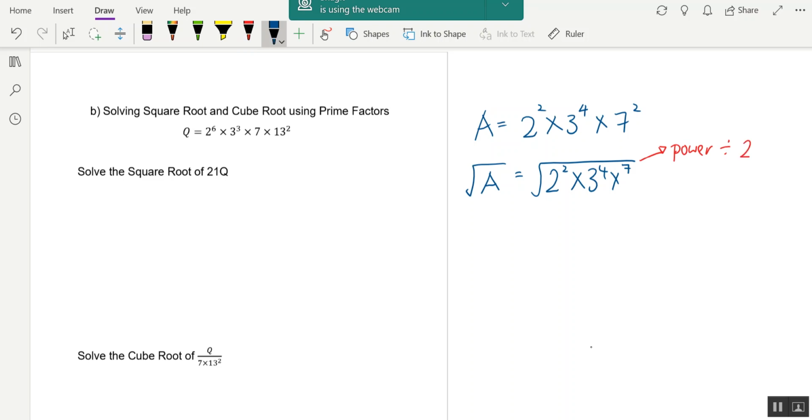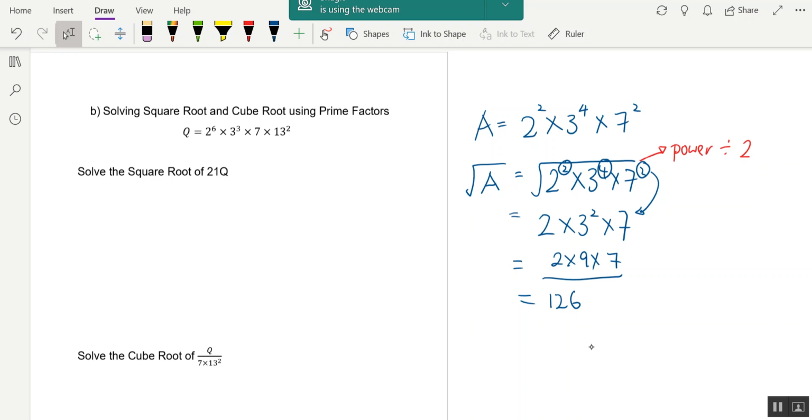The power of each prime factor is divided by 2, and you have 2 times 3 squared times 7. Because all their powers are divided by 2 already, you then remove the square root and work out the answer. If the question asks you to evaluate the answer, this is 2 times 9 times 7, which equals 18 times 7, which is 126.